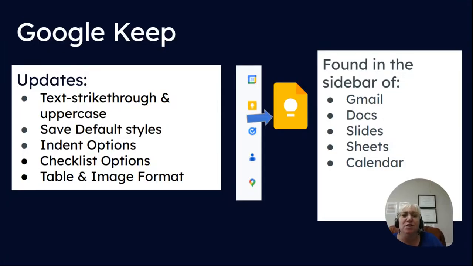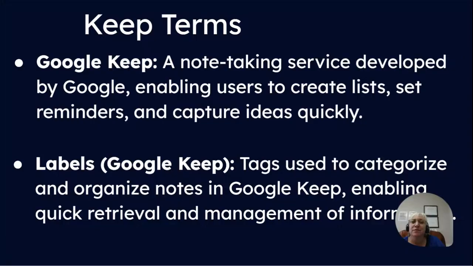Google Keep, the note-taking app, lives in the sidebar of Google Docs. It actually lives in the sidebar of Gmail, Docs, Slides, Sheets, and Calendar. Since Google Keep is a note-taking app, it is organized via labels. So you would want to categorize your labels to quickly find them, and then you can add them to your Google Doc.